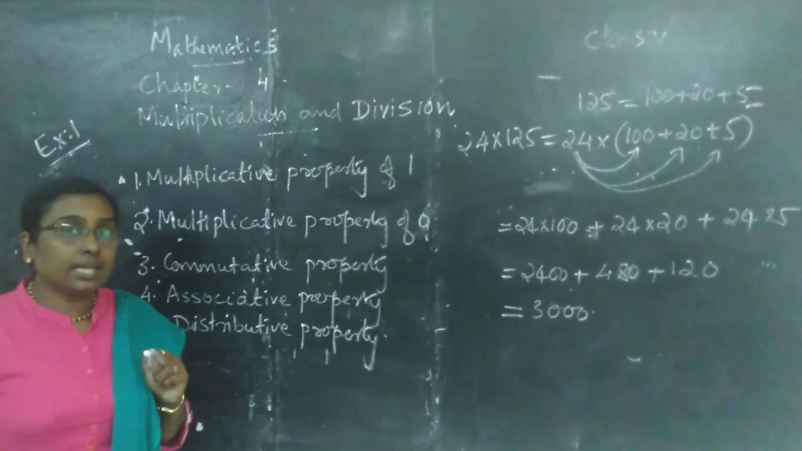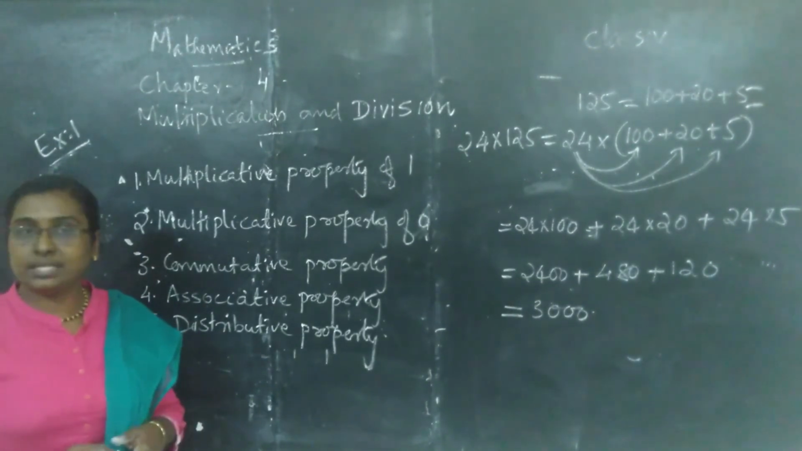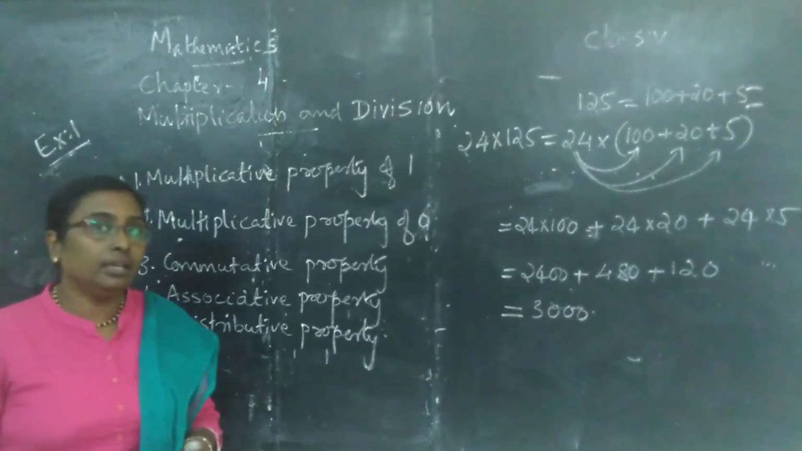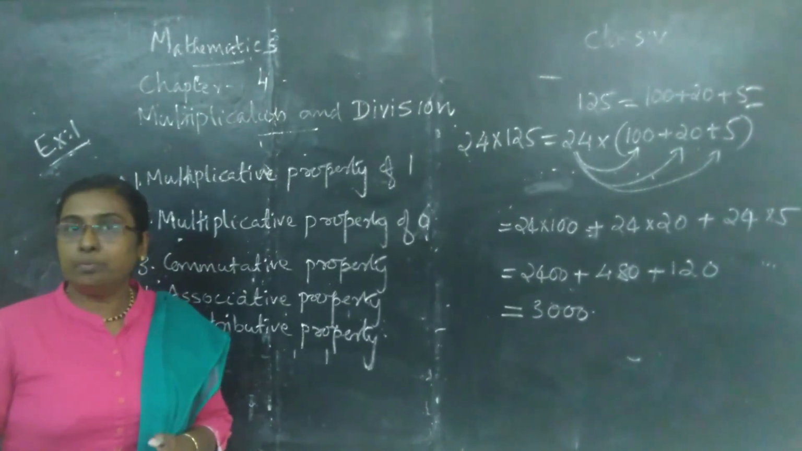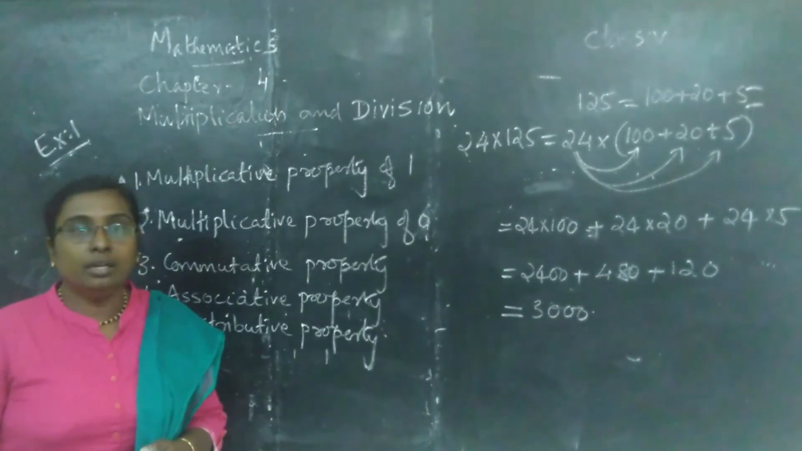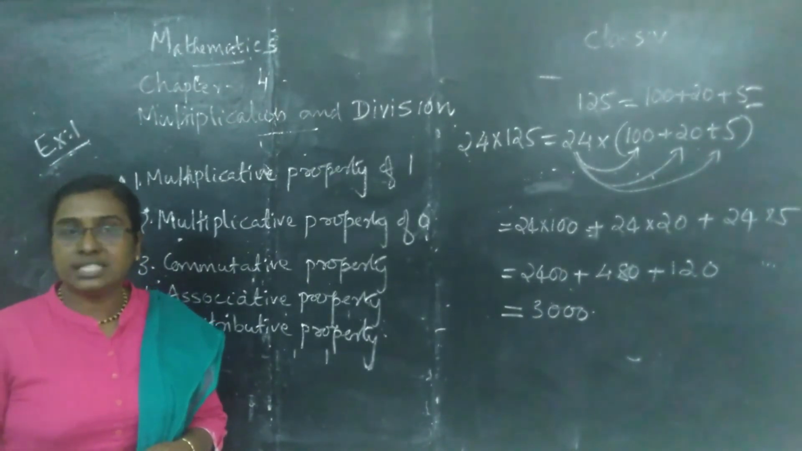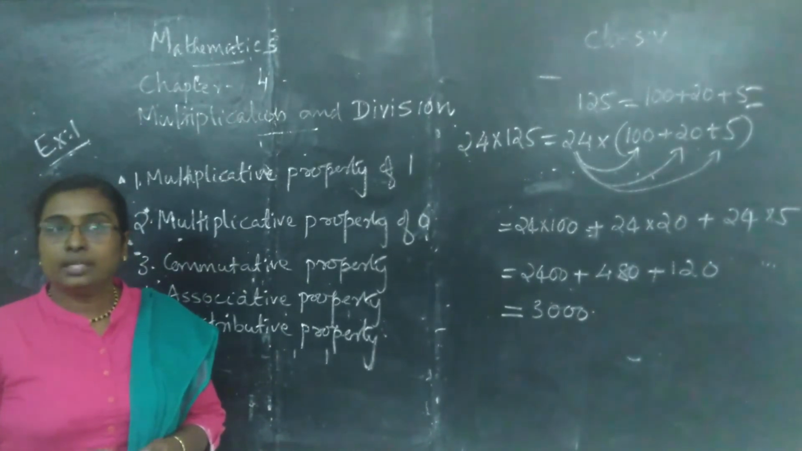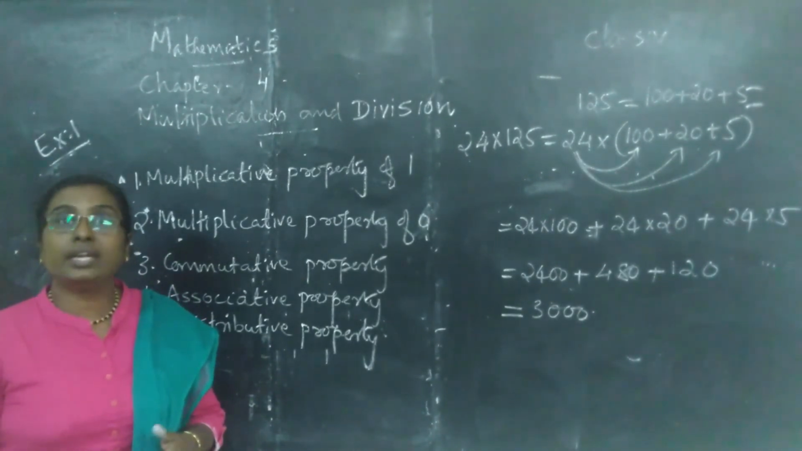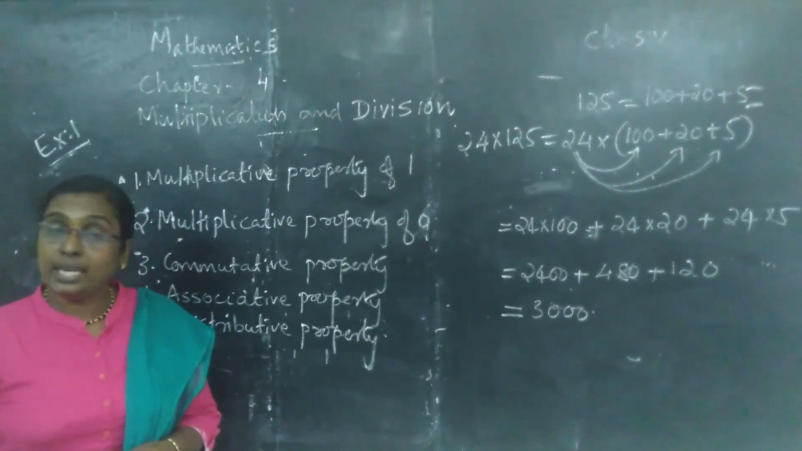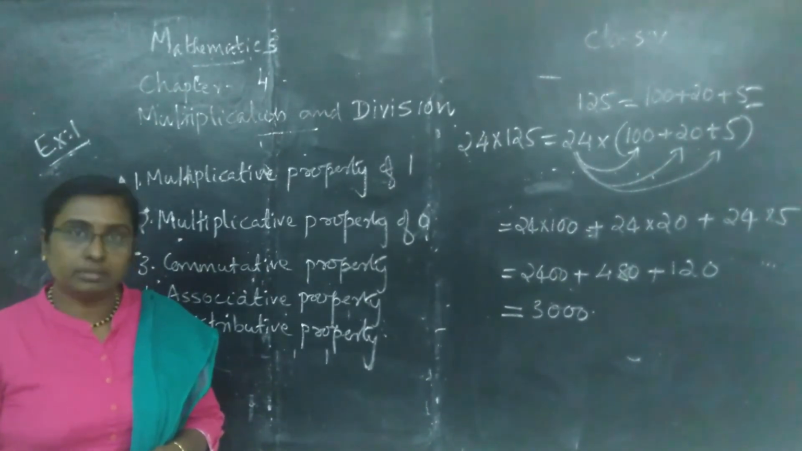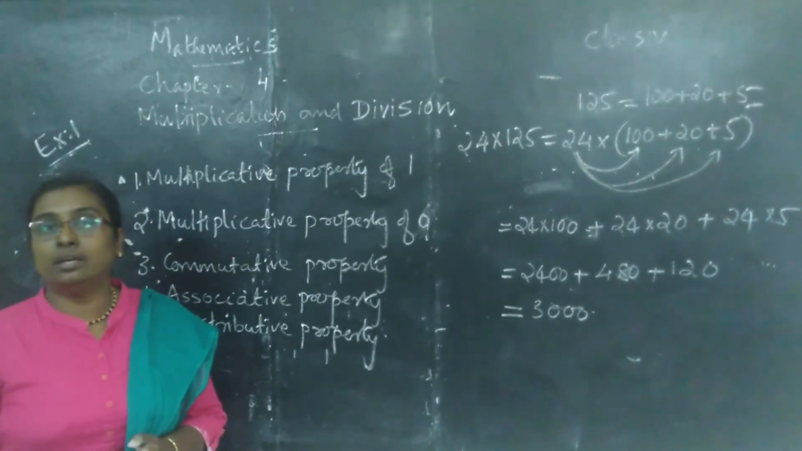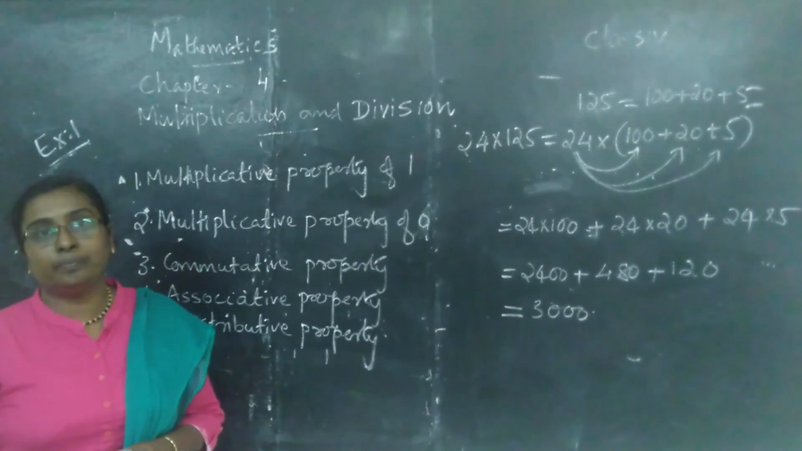Then the third one is the commutative property. This property states that we can multiply two numbers in any order. That is, if we multiply two numbers in any order, the answer will be the same. The fourth one is the associative property. This property states that we can multiply three numbers in any order. That is, if we multiply three numbers in any order, we get the same answer.